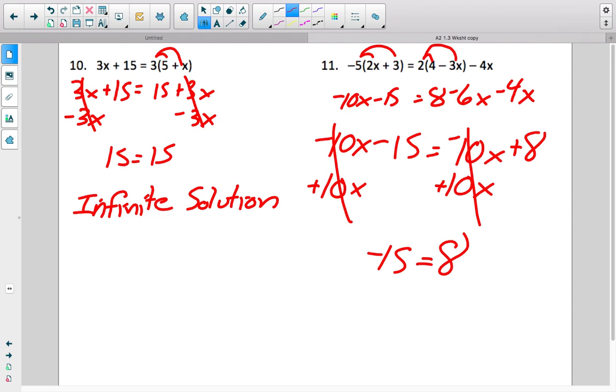It either means, like was the case in number 10, that there's infinite solutions, when the equation is true, or, like here, this equation is not true, which means there are no solutions. There is no number that exists anywhere, no matter how weird the number is, that would actually make the left side equal the right side. It does not exist. There are no solutions.